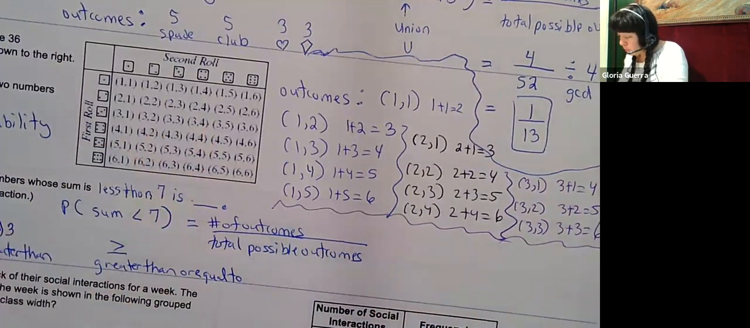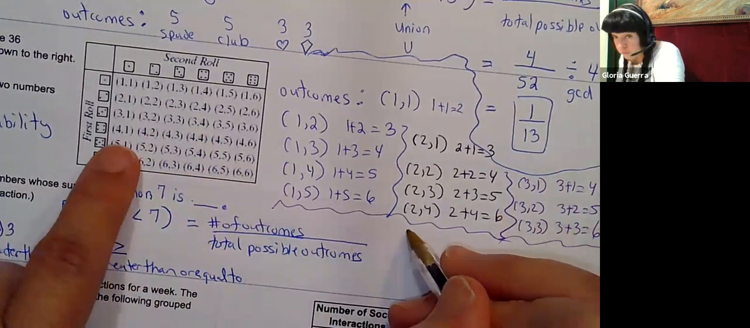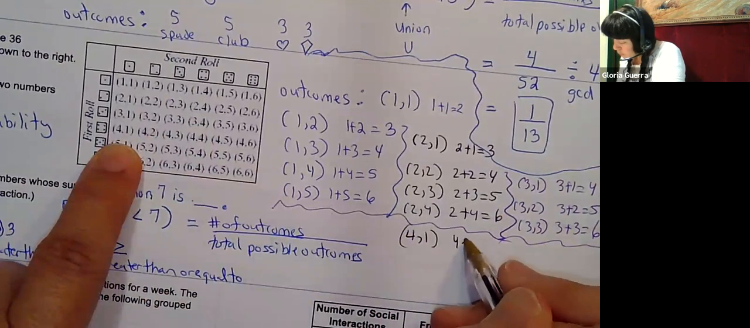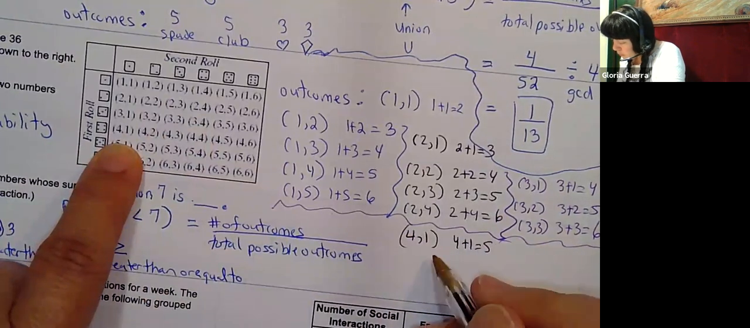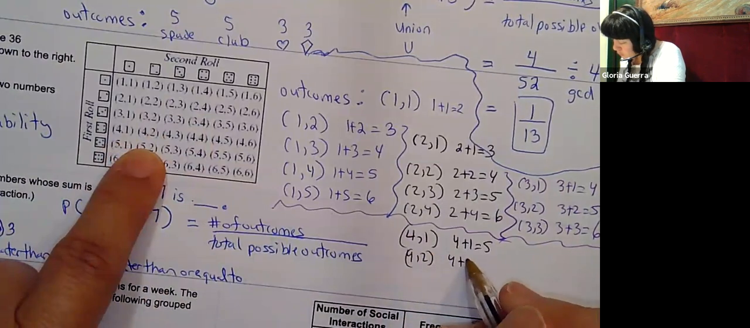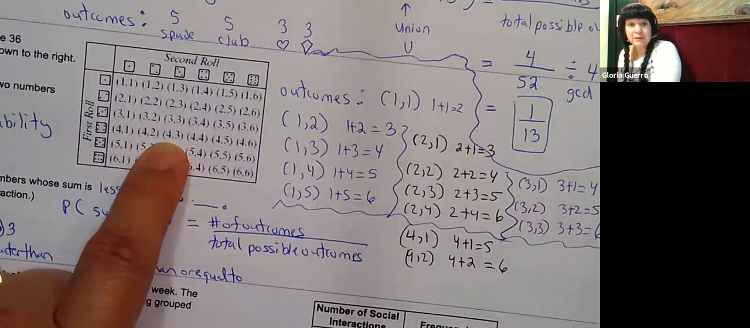4. Go to 4. So 4, 1. 4 plus 1 equals 5. 4, 2. 4 plus 2 equals 6. But then I have to stop there because 4 and 3 is 7. It has to be less than 7.